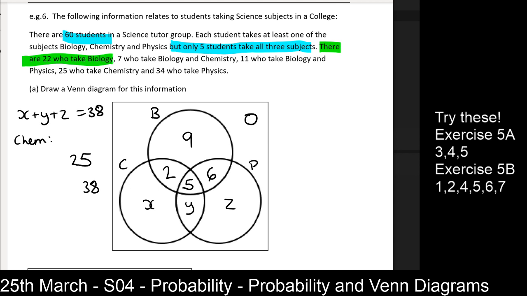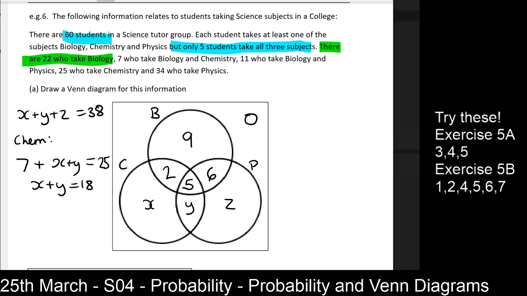Sorry, let me do the chemistry bit again. Sorry, no, made a little mistake there. With the chemistry, I can't forget about the 2 and 5 as well. So I've got the 2 and 5 there, so I've got 7 plus X plus Y equals 25. So I know that X plus Y equals 18.